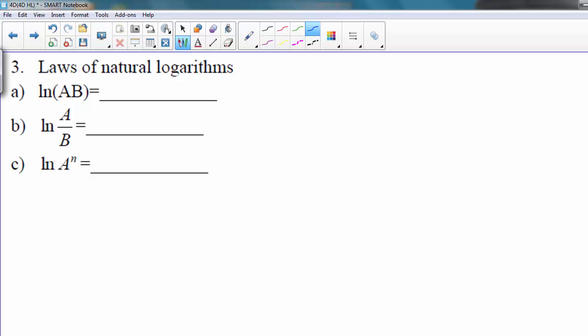Laws of natural logarithms: the same as the product law, the quotient law, and the power law. So for these base e logs, we still have those three laws. Ln AB equals ln A plus ln B. Ln of A divided by B, this is the quotient law. We can split this quotient into ln A minus ln B. Dividing becomes minus. And this is the power law. Ln A to the power n, we can bring this n to the front of the log, so it's n times ln A. Those three laws are the natural logarithm laws.